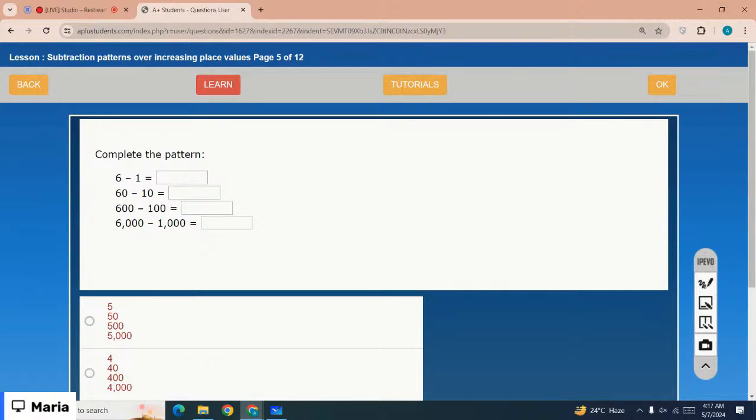Complete the pattern. 6 take away 1 equals. Yes, that is 6 take away 1 is 5. 60 take away 10 is 50. 500 and 5,000. Option number 1 is the correct option.